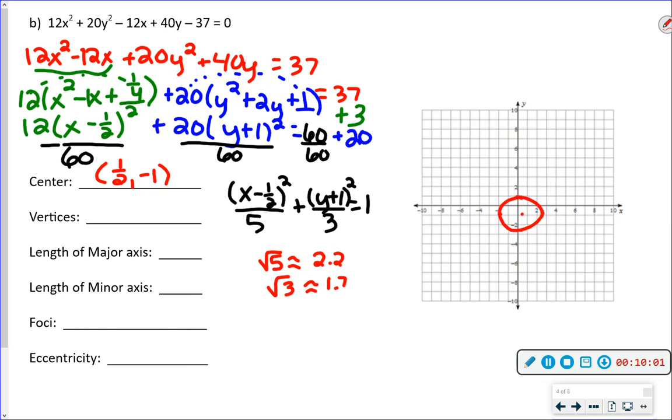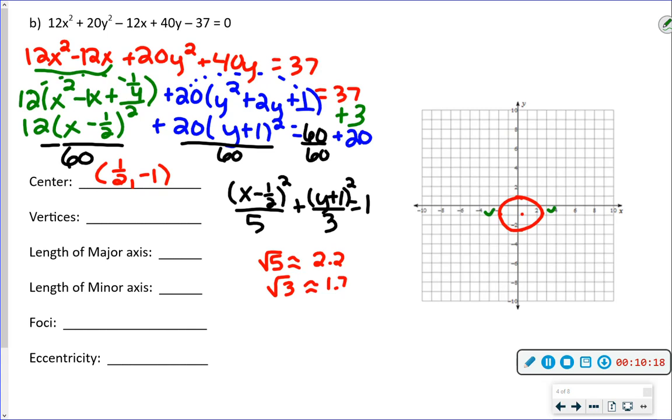Okay. So getting it drawn isn't awful. Answering all this stuff is going to be a little awful with the roots, just to warn you. First question for you, okay? Are the vertices the left and right or top and bottom? Left and right. 5 is bigger. We went more left and right.